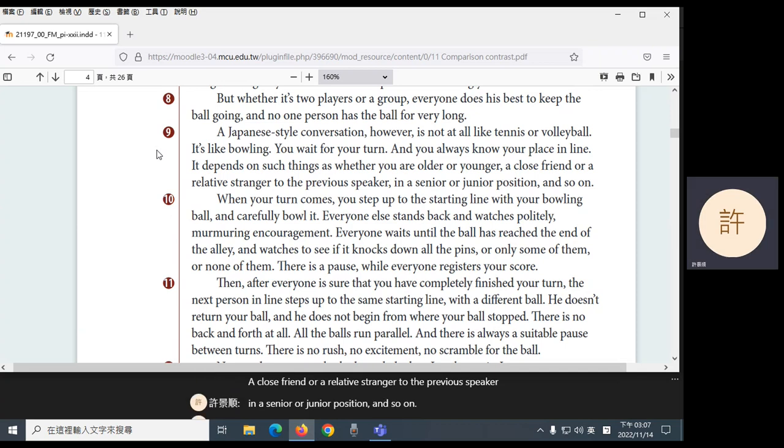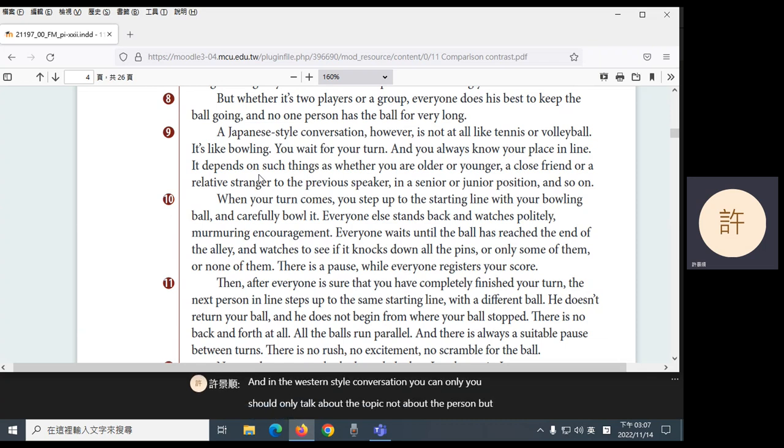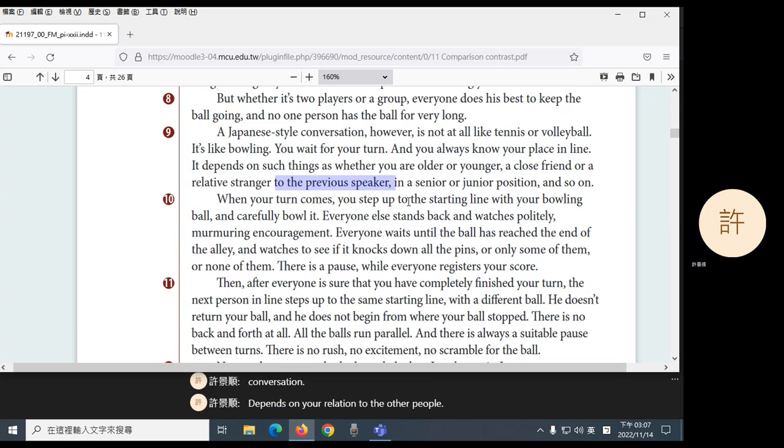So already we have a difference. It is not like tennis or volleyball. Instead, you have to wait for your turn. And in the Western style conversation, you should only talk about the topic, not about the person. But here it says that when you talk in a Japanese style conversation, it depends on your relation to the other people. So already there is a big difference.